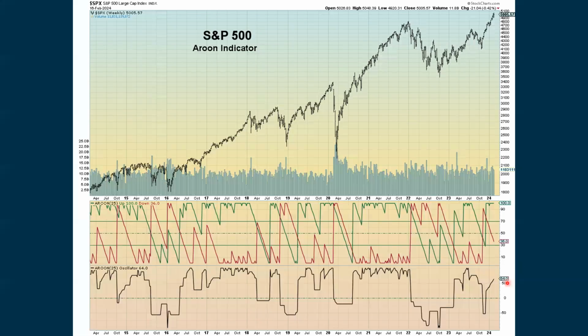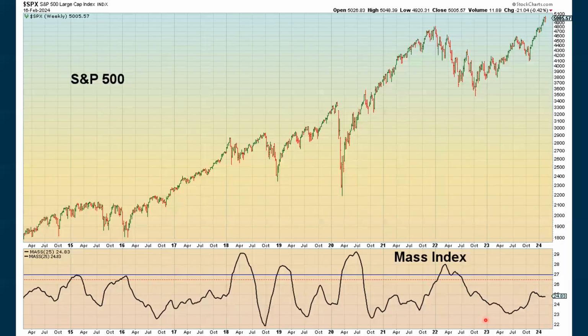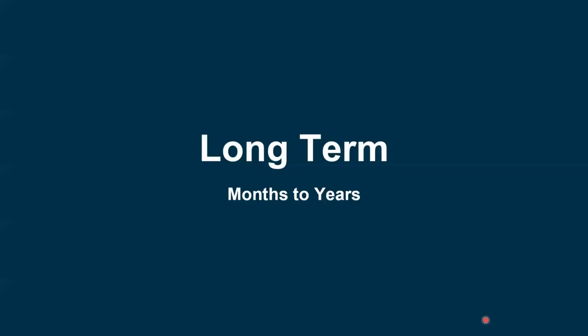We look at the Aroon indicator. We're above zero and advancing. The green line is on top. That means there's more buyers. The red line is coming down. That means there's a decrease in sellers. And the difference between the two is how the oscillator is calculated. The mass index is not generating a signal.